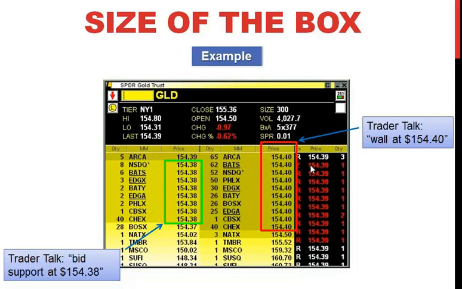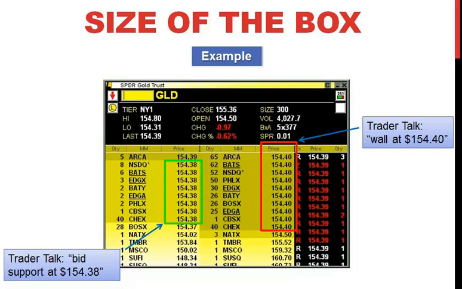And in terms of looking for walls on the ask, and then bid support, which is the trader talk on the bid: if someone were to say, oh, there's massive bid support at 154.38, they're just talking about there's a big box at 154.38, known as bid support. A lot of support here, but there's only one market maker at the other level. Look at it like this.